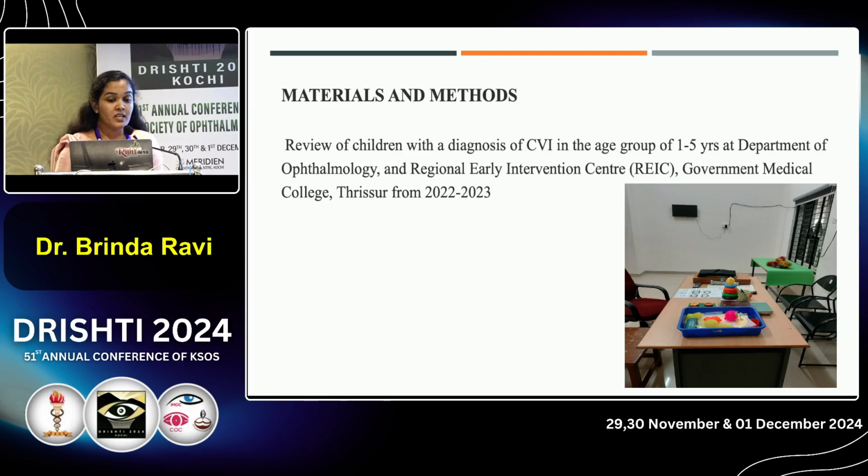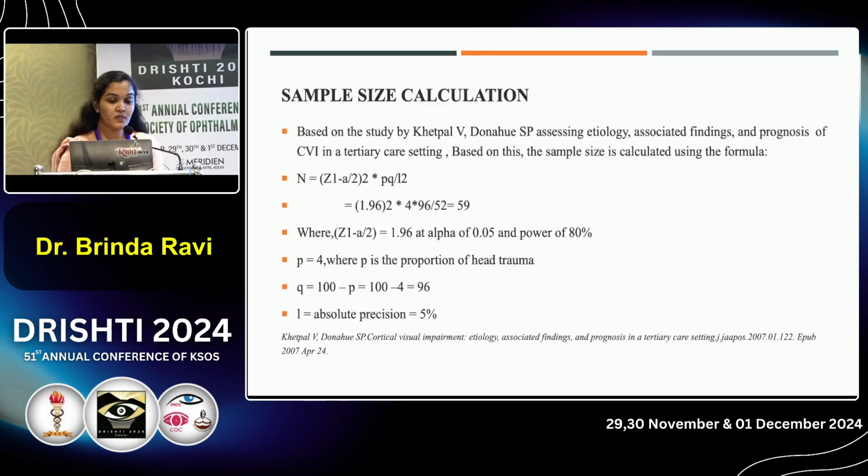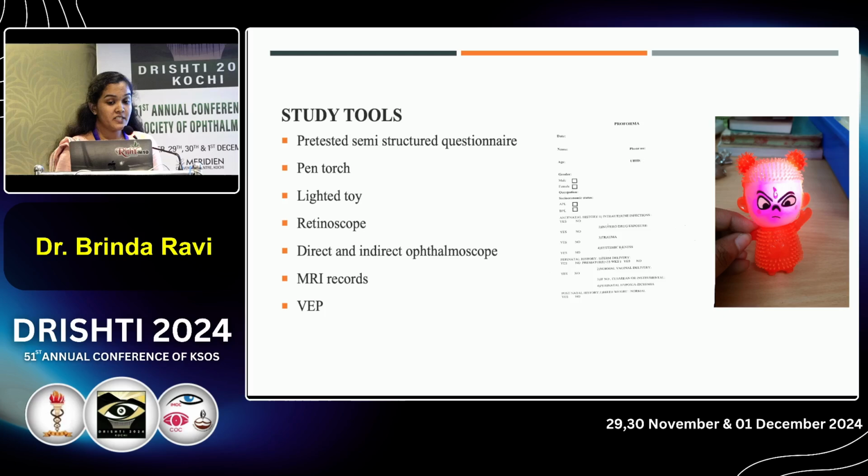Materials and methods. Review of children with a diagnosis of cerebral visual impairment in the age group of 1 to 5 years at the Department of Ophthalmology, Regional Early Intervention Center, Government Medical College, Thrissur, from a time period of 2022 to 2023. Inclusion criteria: children aged 1 to 5 years with a confirmed diagnosis of CVI. Exclusion criteria: children with profound visual loss due to congenital cataract, glaucoma, or any other ocular pathologies. Sample size was calculated based on the study by Khetpal V, and it was found to be 59.